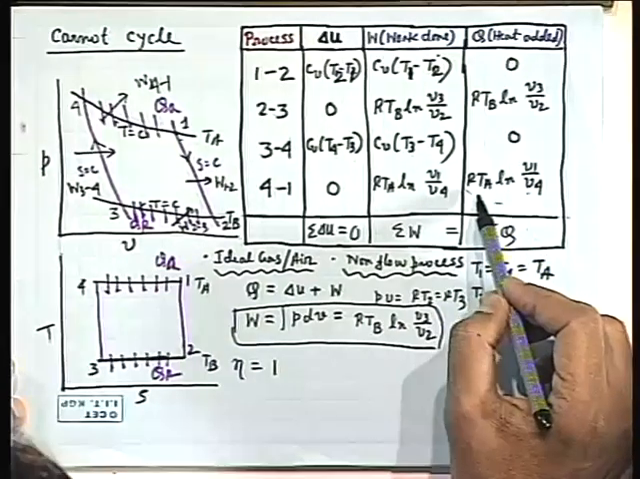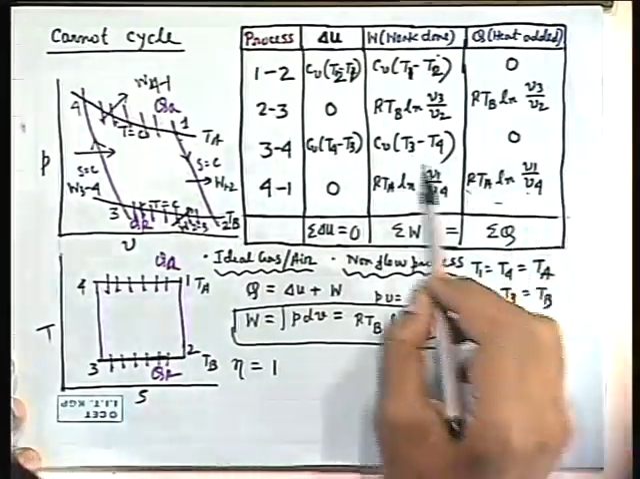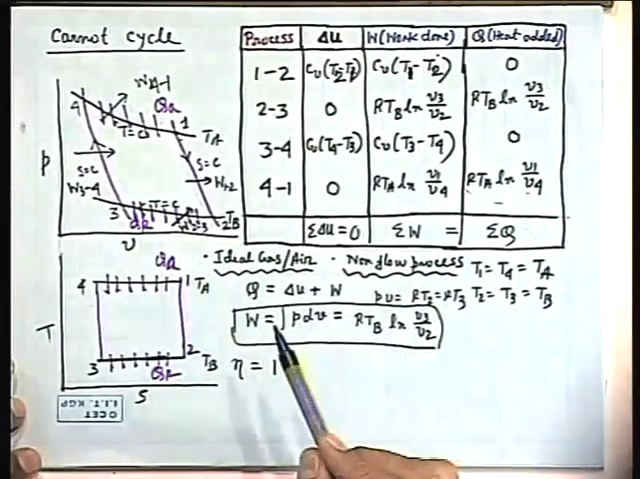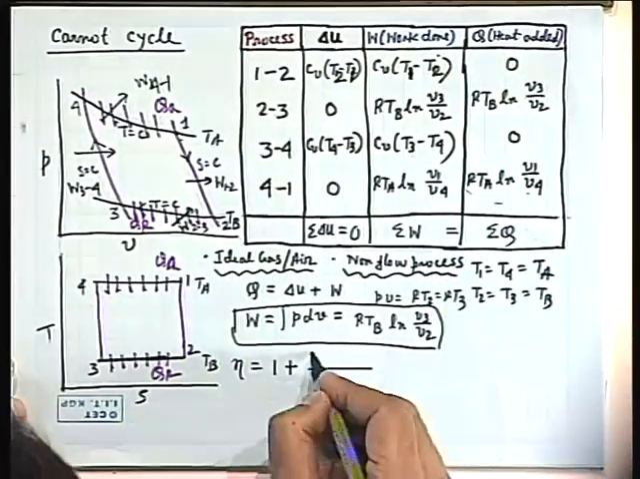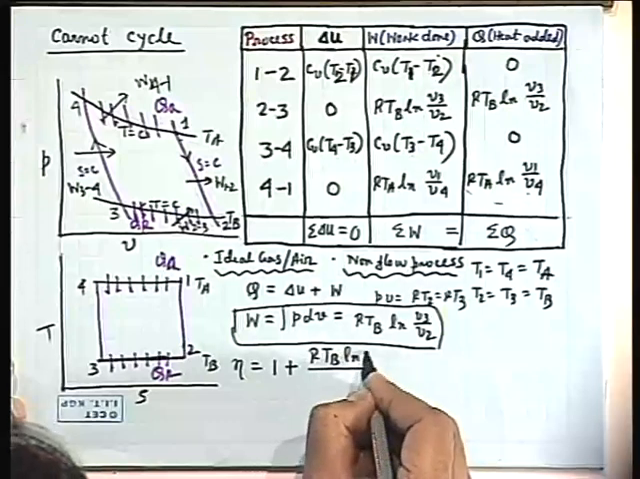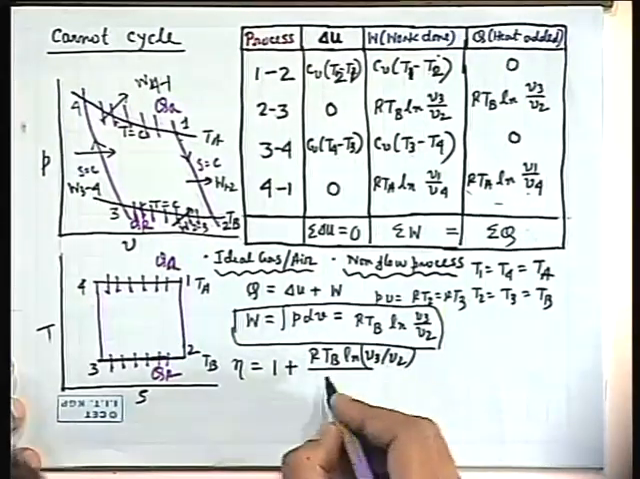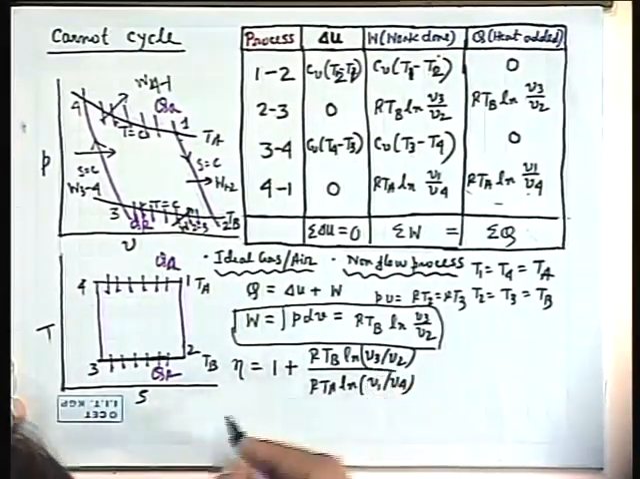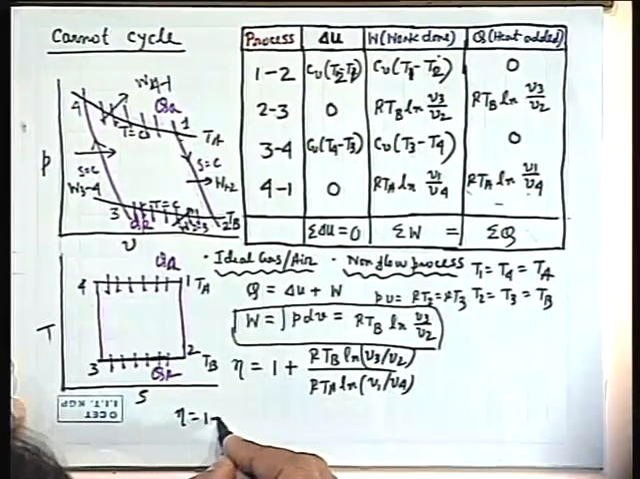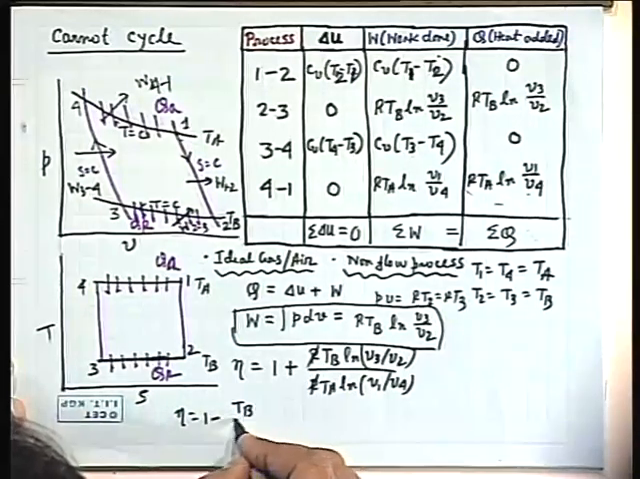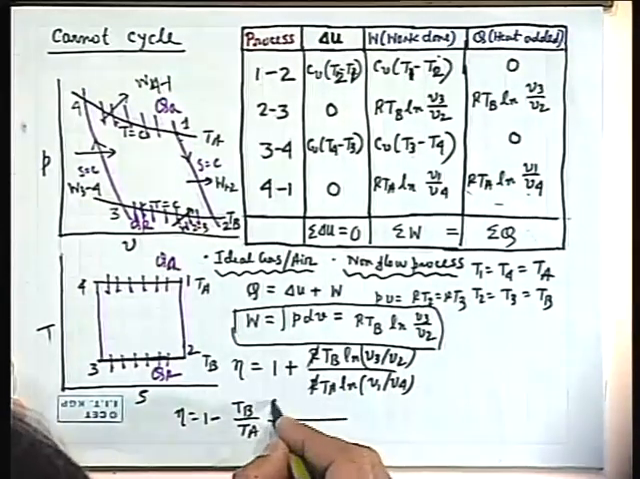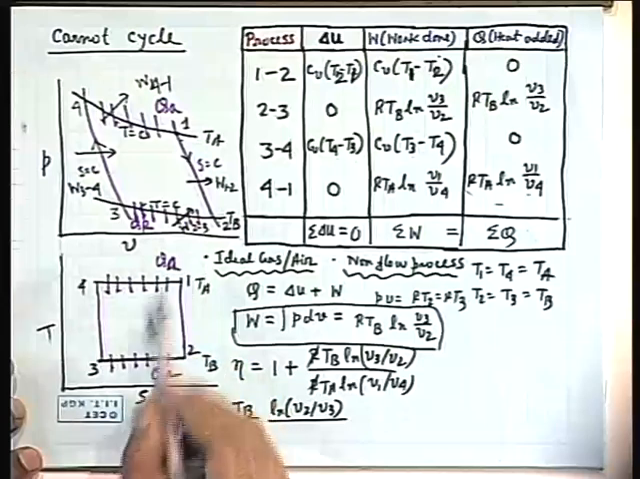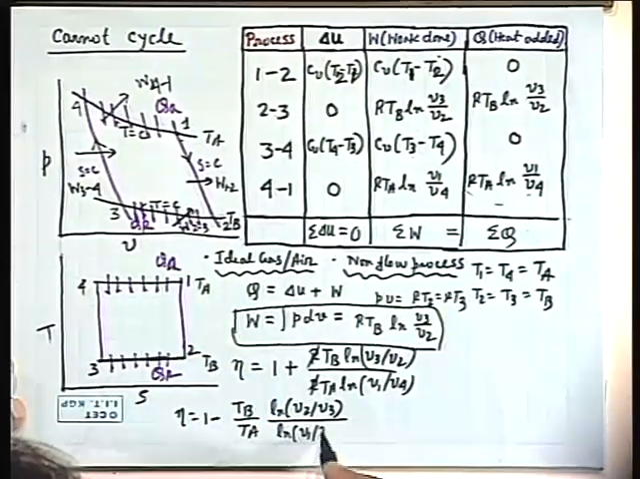Which is the heat rejected term? This one. Okay. And what is the 4-1? No, heat added term. I am sorry, the heat rejected term is this one, which is already negative. So I can write 1 plus RTB ln V3 by V2 divided by RTA ln V1 by V4. So with a minus sign I can write eta is 1 minus, R cancels, TB by TA into ln V2 by V3, so that makes it positive, V2 by V3 by ln V1 by V4.